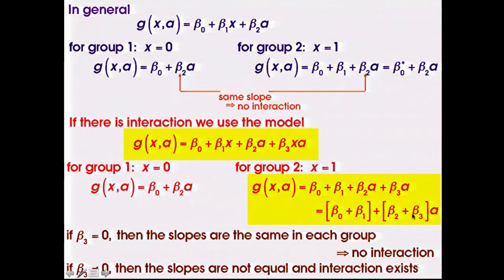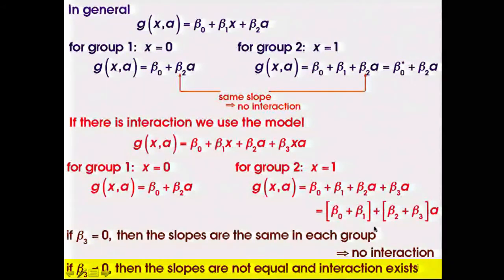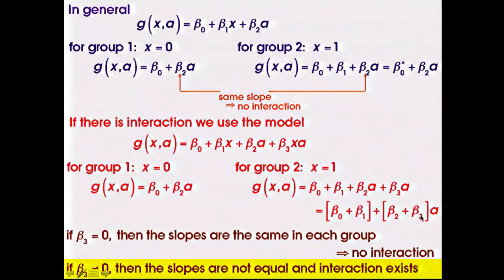Beta naught plus beta 3 is the slope. So we know that our way of being able to test whether the two groups have the same slope is to simply test the hypothesis that beta 3 is equal to 0. Because if beta 3 is equal to 0, then this term goes away, and we're left with a slope of beta 2, which is exactly the same as the slope that we had in group 1. And if the slopes are not equal and interaction exists, then in fact beta 3 will not equal 0. So if the slopes are not parallel, if there's different slopes, if you have interaction, then beta 3 will not be equal to 0. Okay?